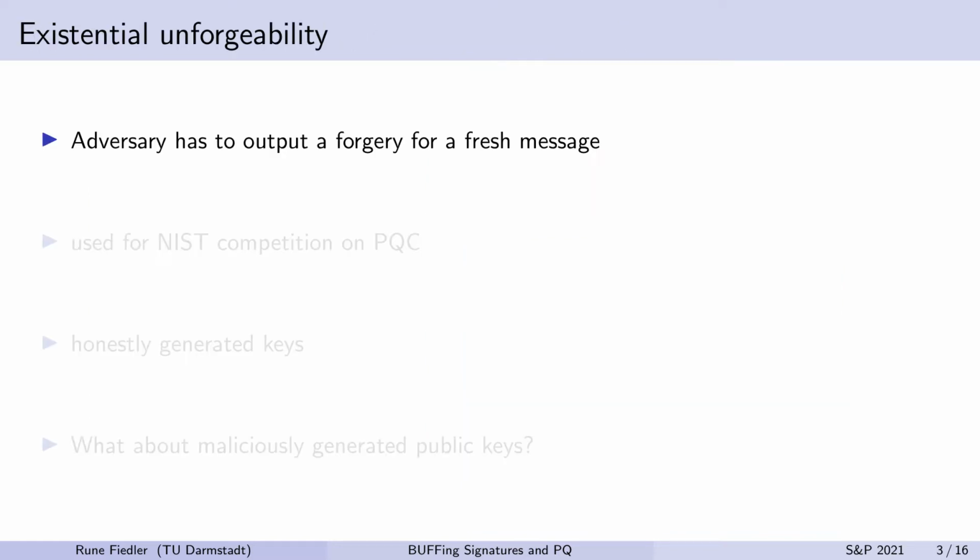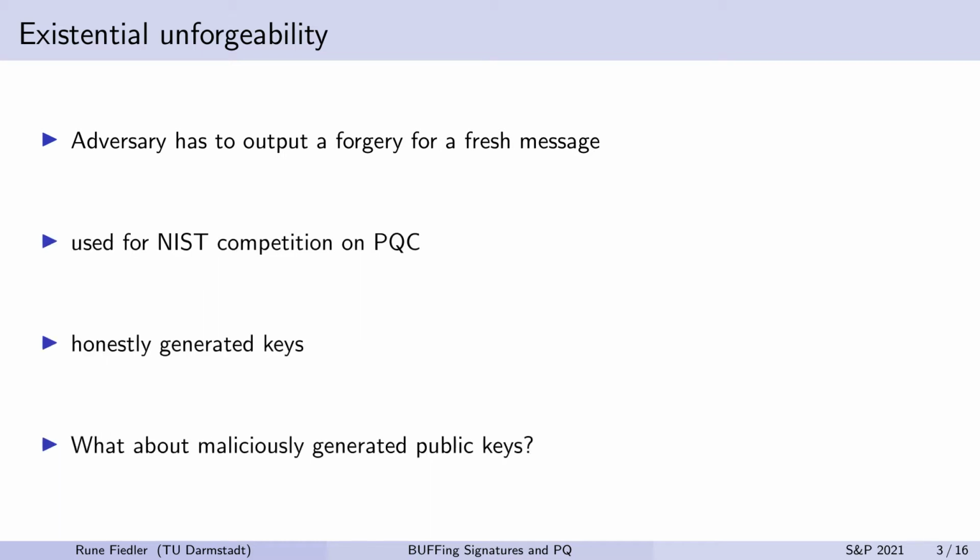The security notion that signatures are usually measured against is called existential unforgeability. An attacker against existential unforgeability has to output a forgery for a fresh message. This security definition has stood the test of time for several decades, hence it is also used for the NIST competition on post-quantum cryptography. However, this definition is only concerned with honestly generated public keys. But what about maliciously generated public keys?